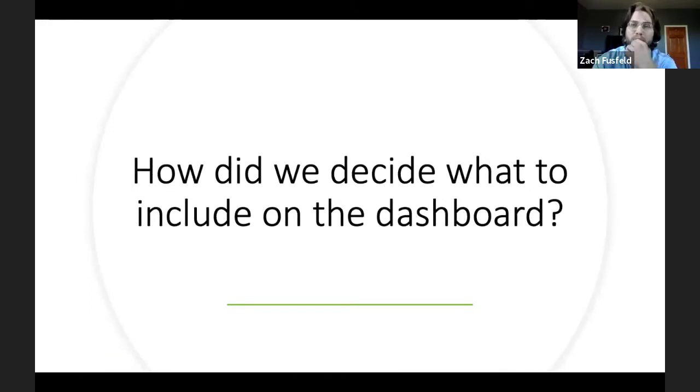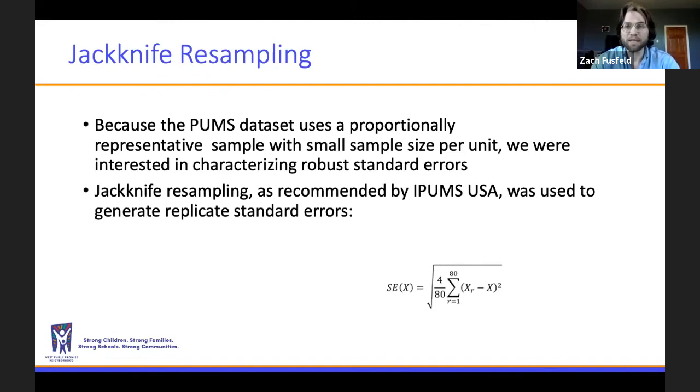So how do we decide what specific data to include on the dashboard? Now, because the PUMS dataset uses a proportionally representative sample with a fairly small n, and particularly due to concerns over low overall population of certain socio-demographic subpopulations in Philadelphia within essential workers and within certain income groups, we were interested in generating robust standard errors to improve the accuracy of our errors and confidence intervals and to give us a better sense of the certainty or uncertainty in our point estimates, and to ensure that we weren't reporting estimates that had extreme levels of uncertainty.